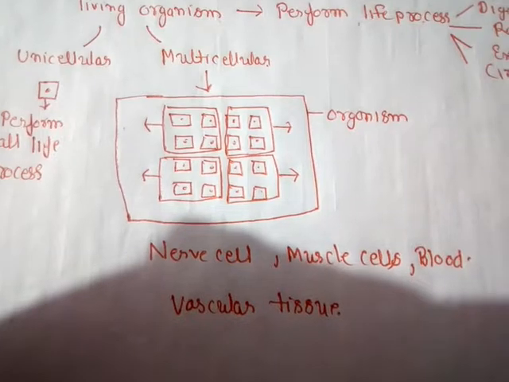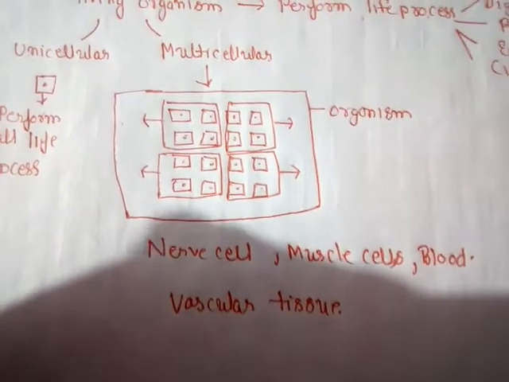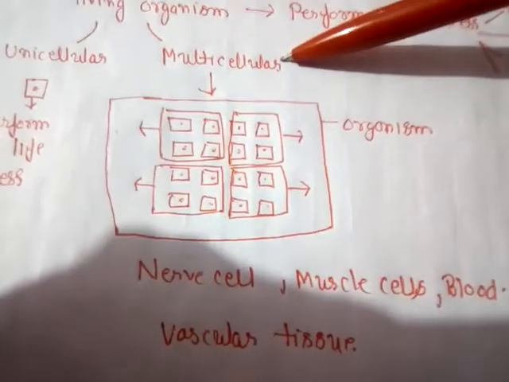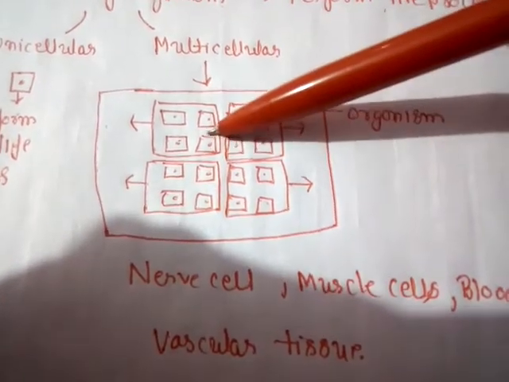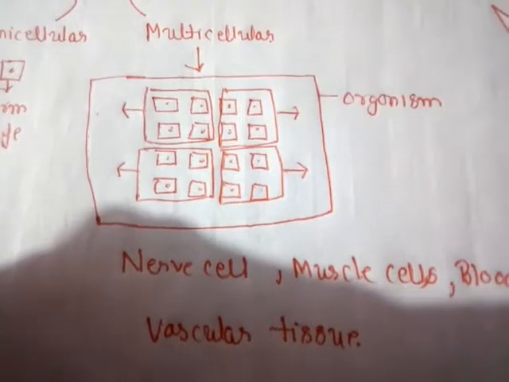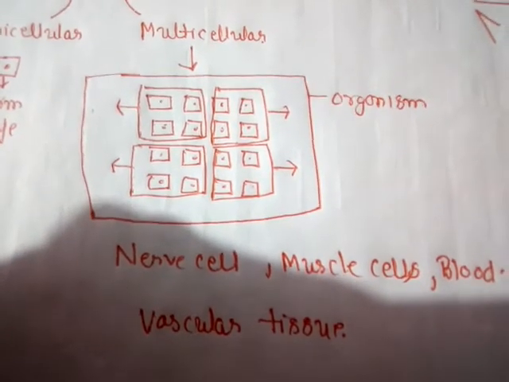The single cell of amoeba will digest, will excrete, will respire, will circulate and will locomote. But in the case of multicellular organisms, because the body of the organism is made up of multiple cells, however I have drawn here only 16 cells, the body of a multicellular organism is made up of millions and billions of cells, as in the case of humans.